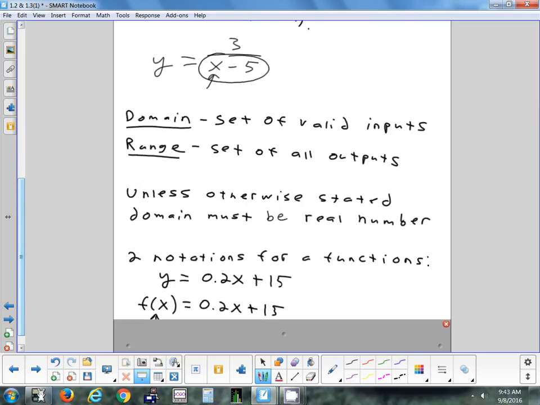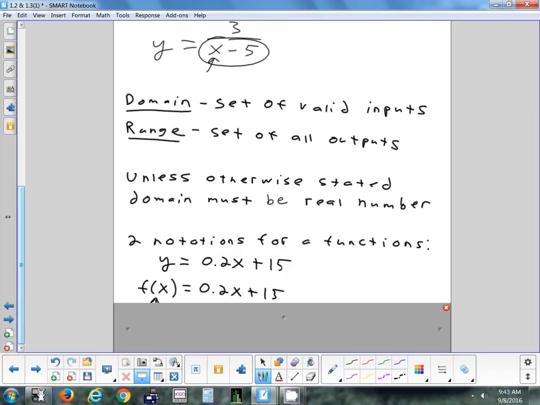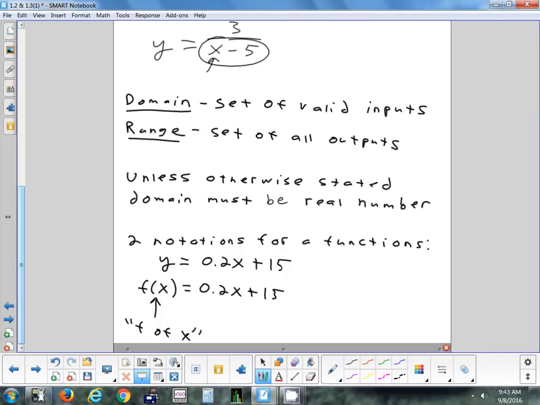Okay, when we write functions, there's two different ways you can do it. The first way is the way we have been doing it, y equals notation. The second one has this f parentheses x. That's not how you say it. Does anybody know how you say f parentheses x? Yep. F of x. Okay, f of x is just a different notation for a function. If you don't like seeing f of x, you can always just replace it with a y.